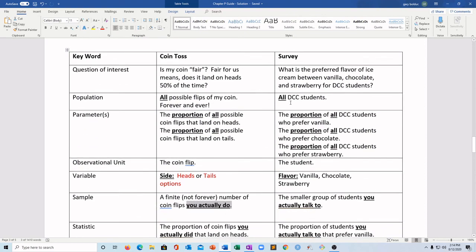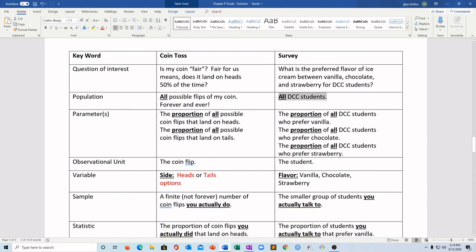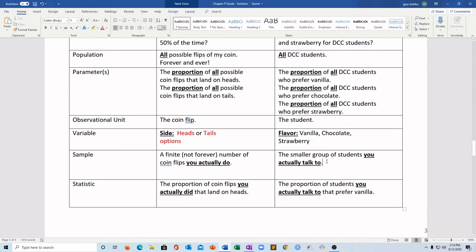Then that is very similar with this other question here, the survey. I can't ask all of the population, right? I can't ask everyone. So what do I do? I look at the smaller group of students that you actually talk to. So if you're having trouble with sample versus population, which is which, the sample is always the group that you actually were working with, whether it's a group of coin flips, a group of people, whatever. So the sample is what you actually are manipulating, actually touching, actually working with.